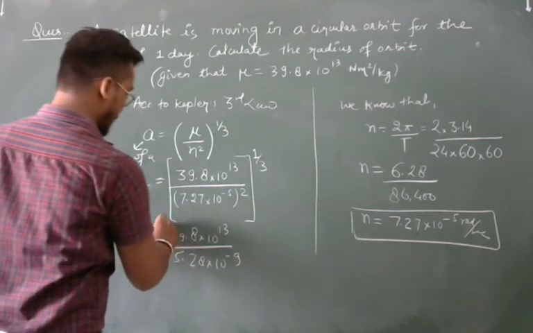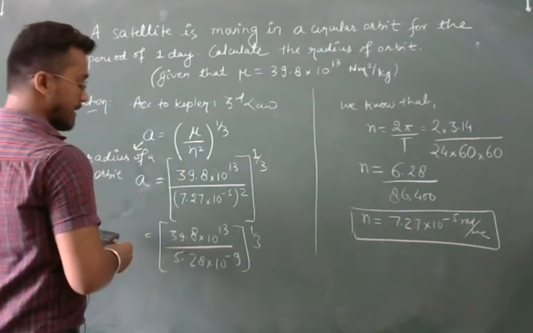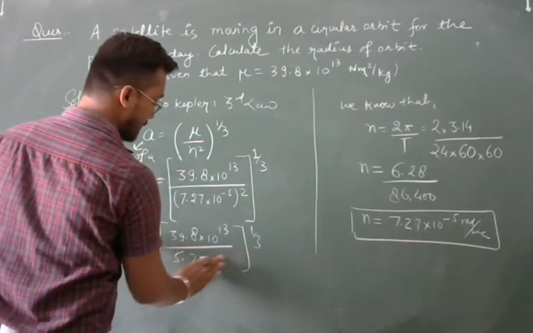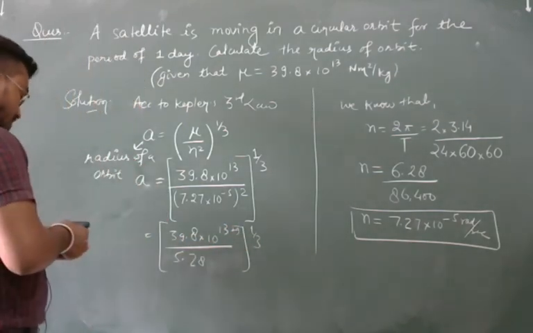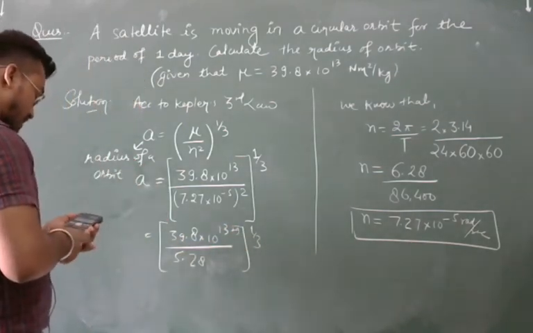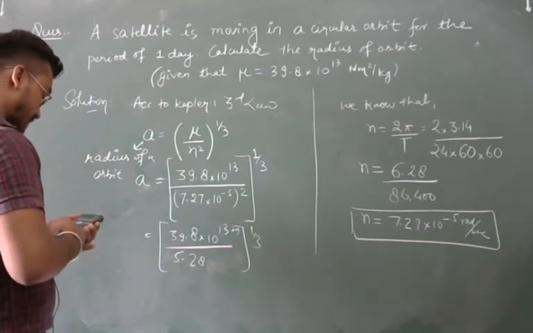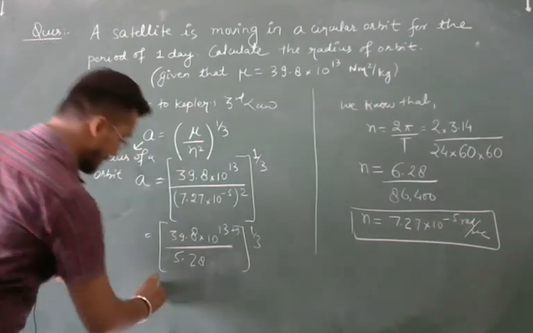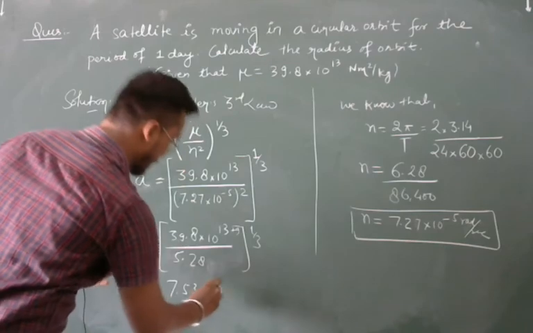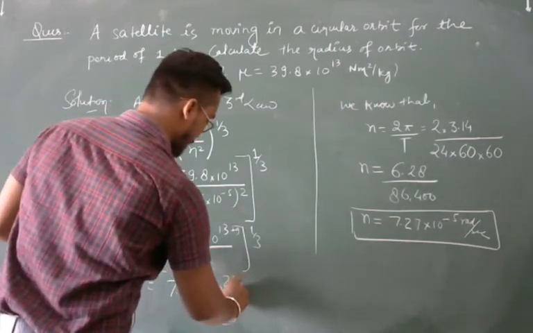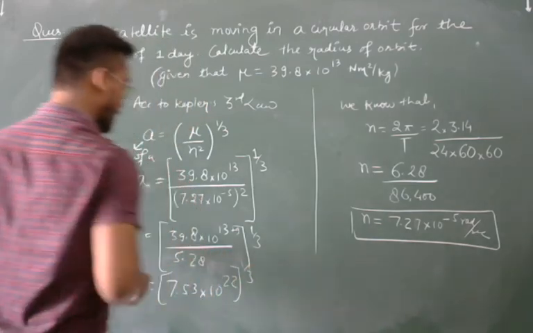अब इस वैल्यू का क्या है आपका 1/3. 10 to the power minus 9 की वैल्यू को जब आप ऊपर भेजेंगे न्यूमरेटर में, that will be plus, and when you divide 39.8 by 5.28, this value is 7.53 into 10 to the power 22, और इस वैल्यू का 1/3.